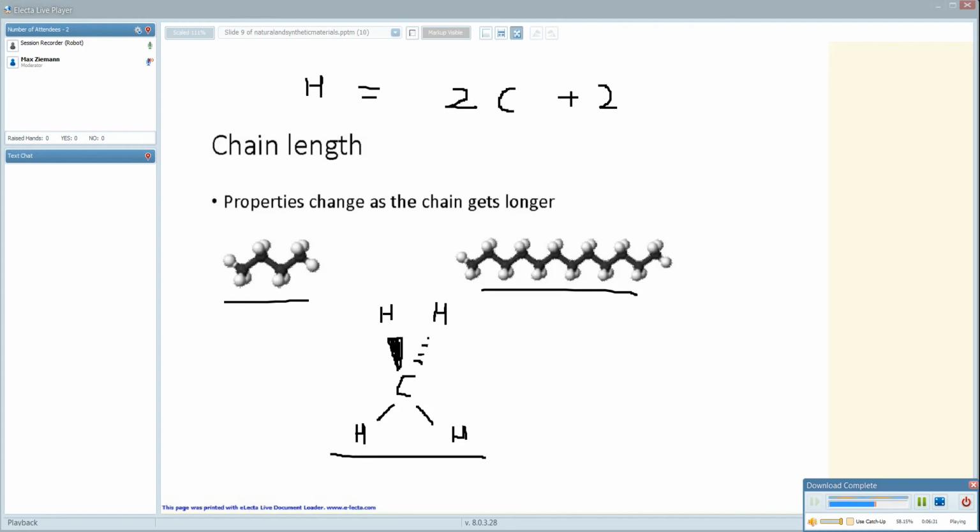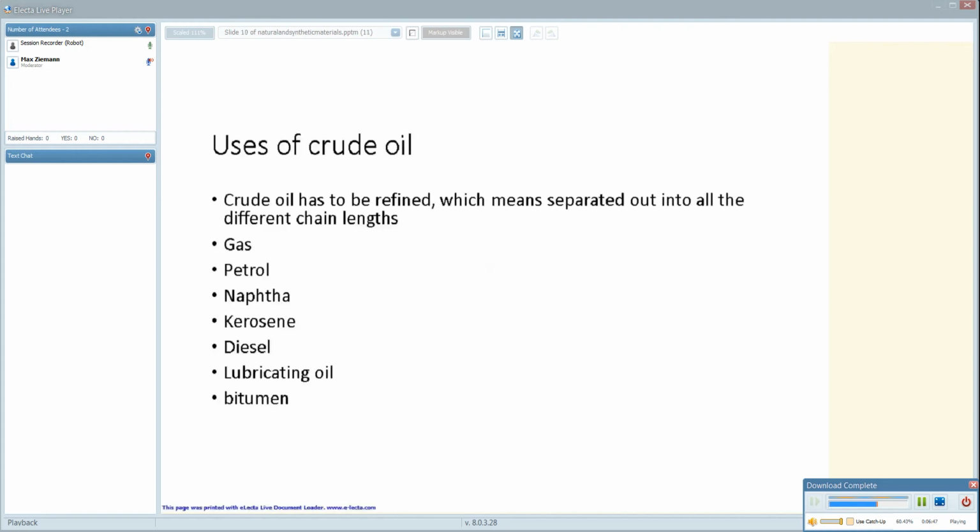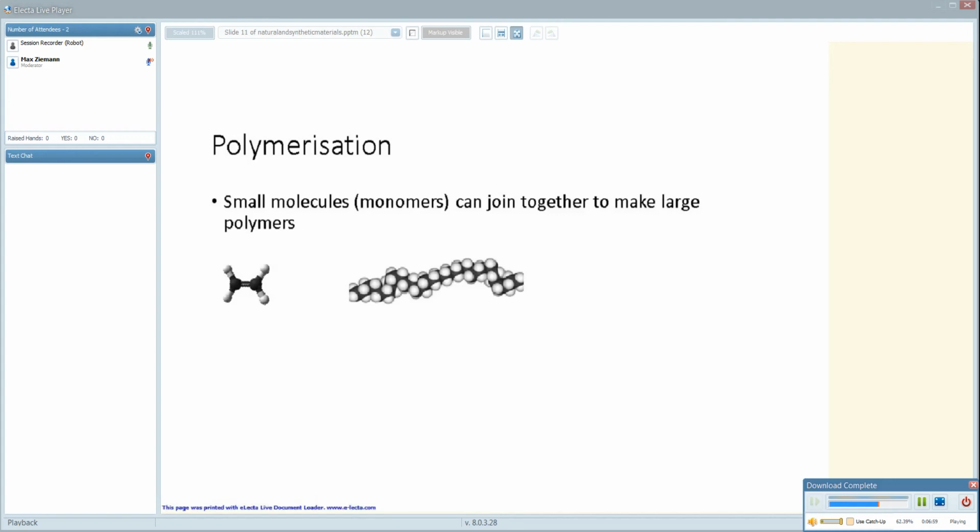So if it's just one carbon, that's a gas, and if it's two carbons, that's a gas as well. And so it goes on, and 3 and 4 are gas as well, and they start to become liquids, and the liquids get more and more thick the more carbons are in the chain. So depending on that, they have different uses. So we get crude oil and we separate all of the different chain lengths out, and then we have a different use for each of the sizes, each of the chain lengths.